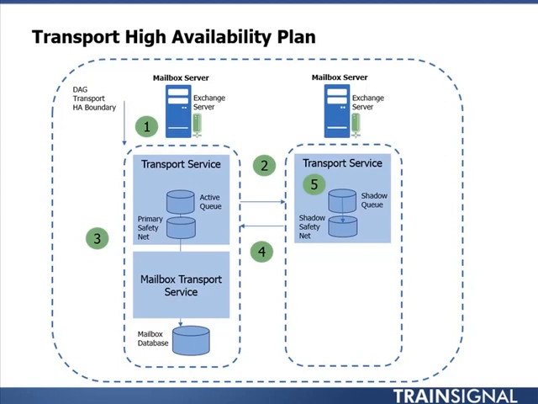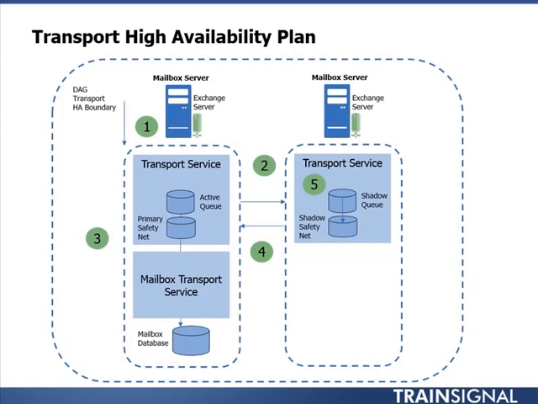So it pushes it from transport service to mailbox transport service, and then it gets into the mailbox database. Once the message is delivered, a copy of that message is kept in the primary safety net, which is a queue on the transport service, and that is kept for 2 days.